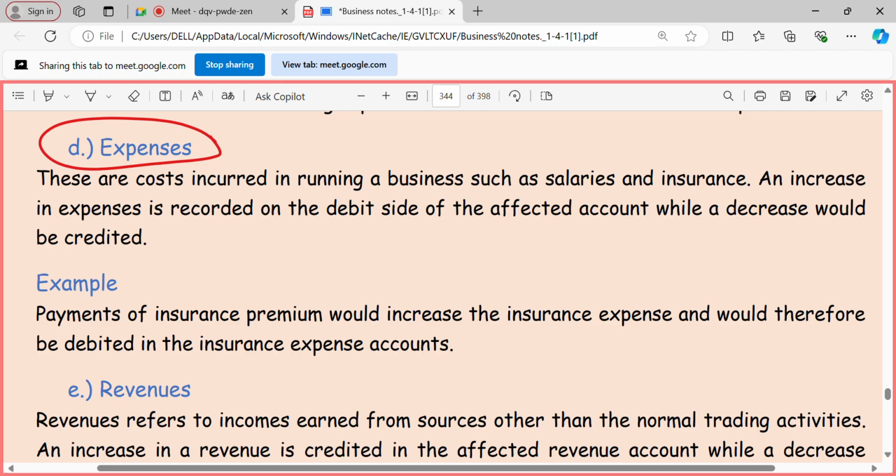Let's go to expenses. How do you record expenses? Now, expenses, what are expenses to start with?